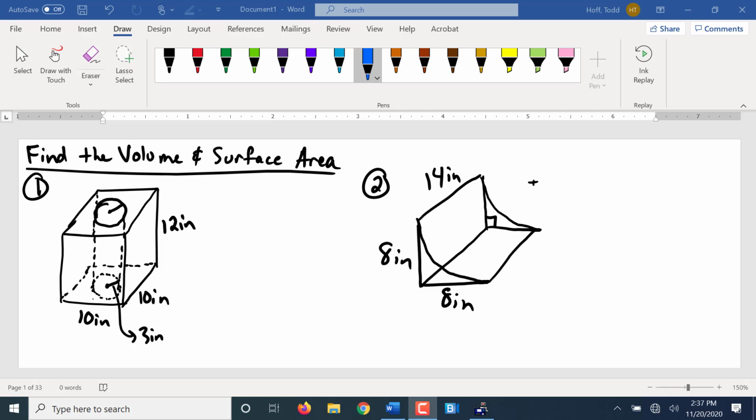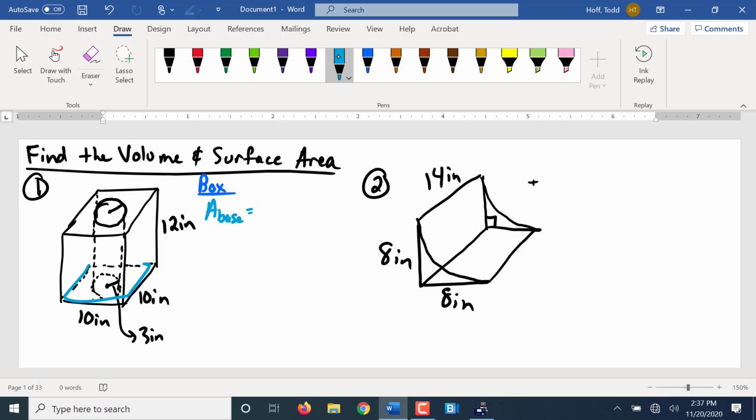So for the first one here, this is a block with a hole drilled through it, or cut through it, whichever way you want to look at it. So to find the volume, we're going to find the volume of the block first, of the box. And of course, the first step is to find the area of the base.